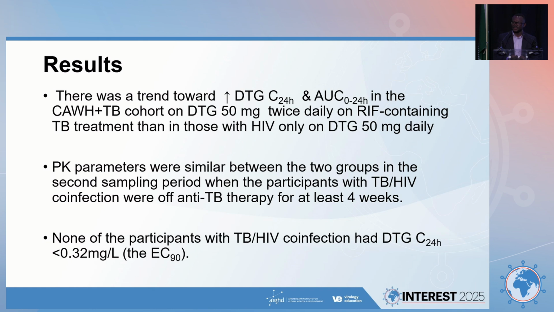So there was a trend towards increased DTG trough concentrations and area under the curve in the co-infected cohort whilst they were on BD dosing of dolutegravir compared to those who only had HIV and were on daily dolutegravir treatment. And the PK parameters were similar between the two groups in the second sampling period when those who were co-infected were now off rifampicin. None of the participants in the TB-HIV co-infection group had a trough concentration less than 0.32 milligram per liter.